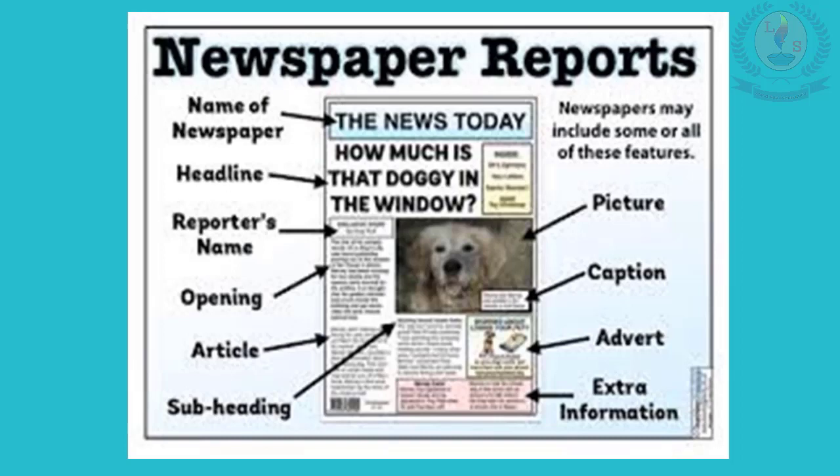Sometimes you have to add the name of the newspaper. That is not compulsory, but it depends on your task. Headline. This is very important. You have to add a headline if you are writing a newspaper report. Then newspaper reporter's name, opening, subheadings, articles. Sometimes they include pictures, but in your writing in examination conditions, we do not expect you to draw pictures. Caption, that is the description about the picture. Sometimes you find advertisements in newspaper reports and extra information.